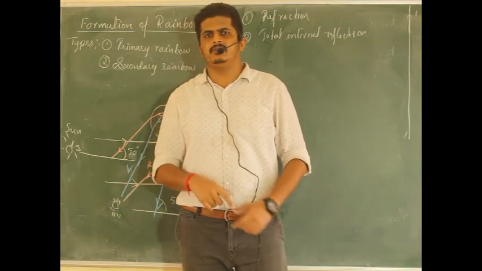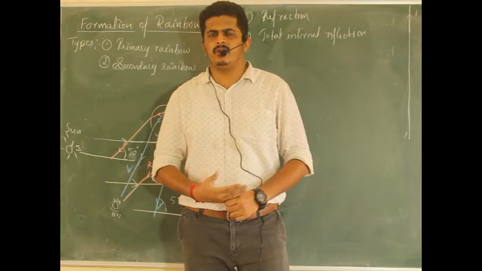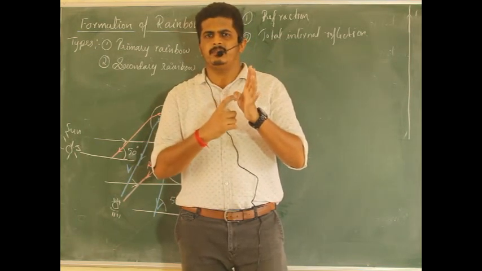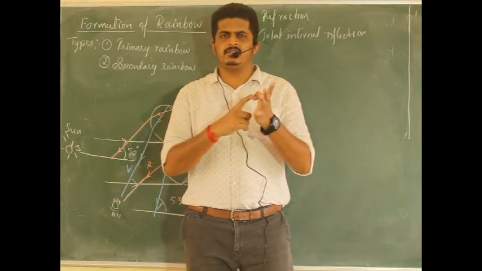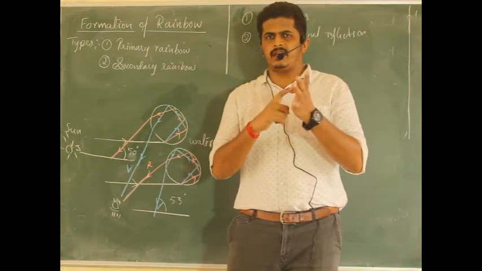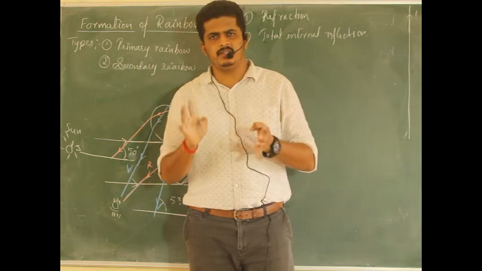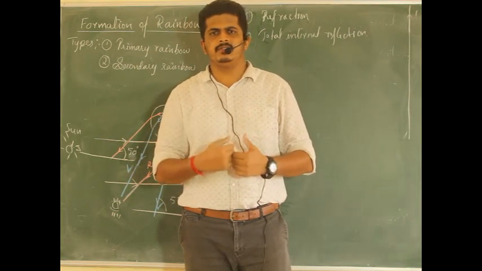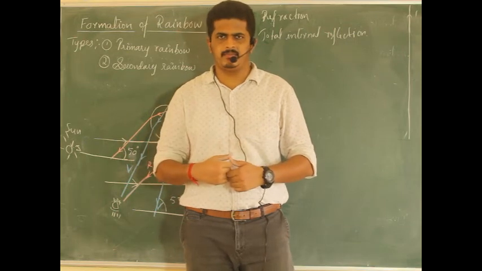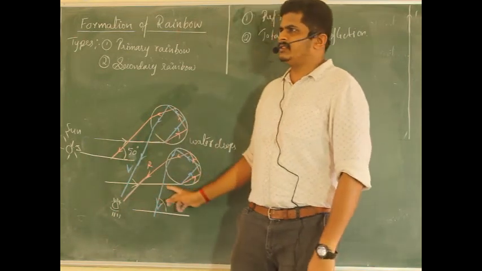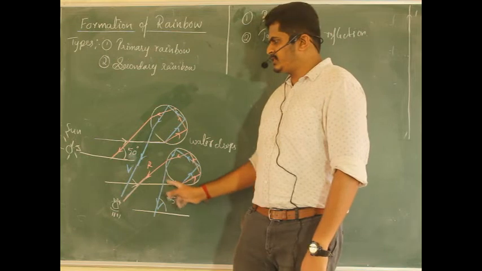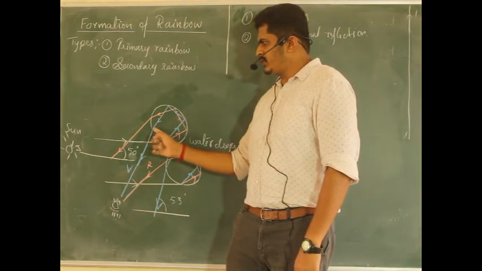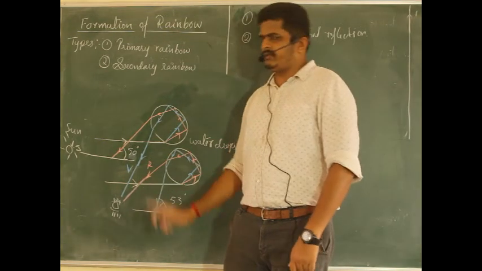So, what are the conditions for the formation of a primary rainbow? The ray of light has to undergo refraction, then total internal reflection, then again refraction. Angles also we have discussed, and the more intense one is the primary rainbow. Next, in the case of a secondary rainbow, how is it formed? There will be refraction, double total internal reflection, and again refraction.